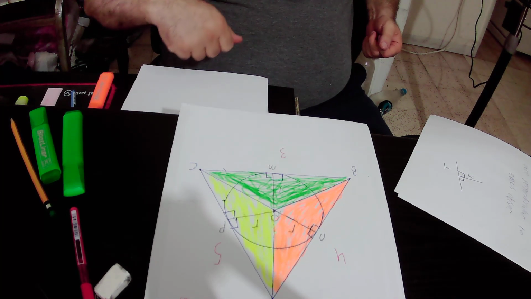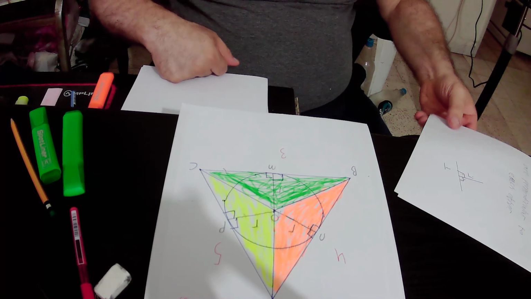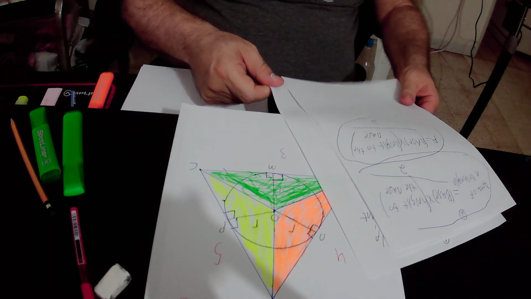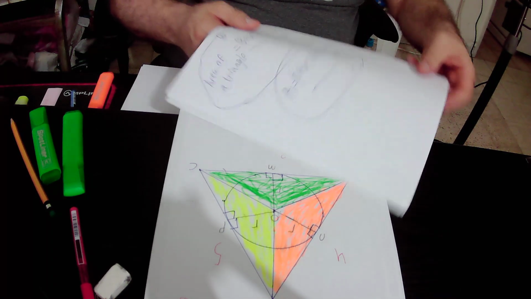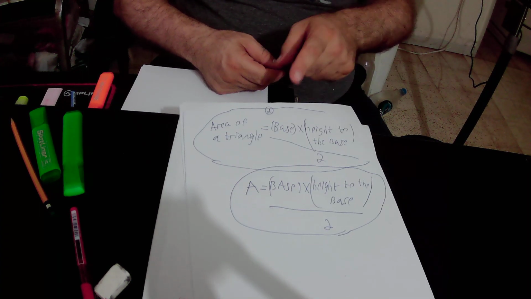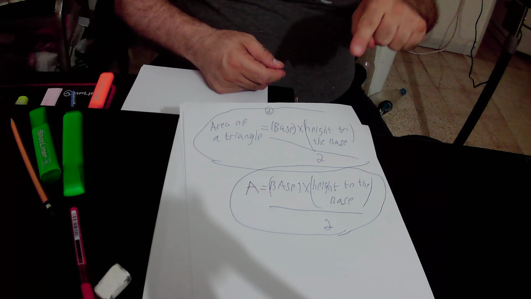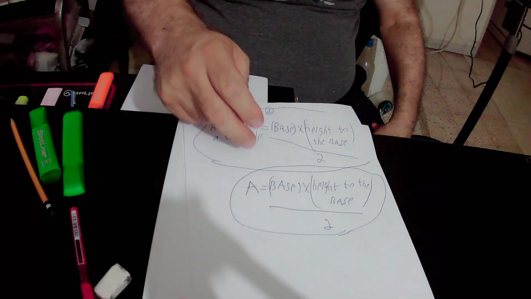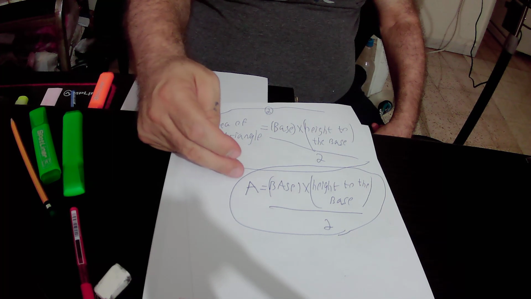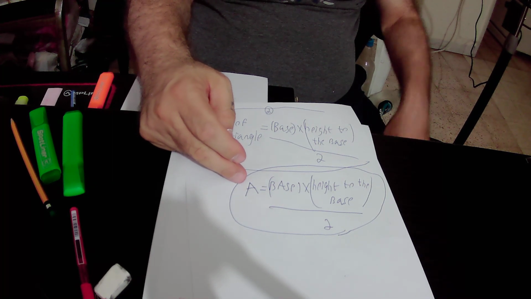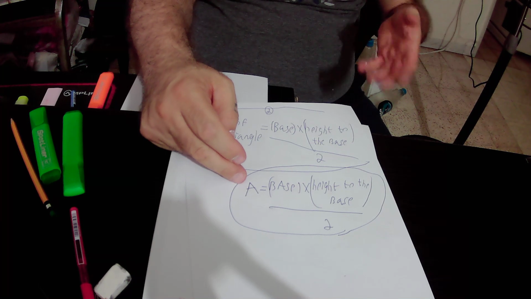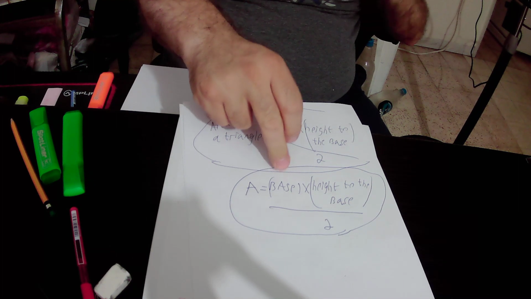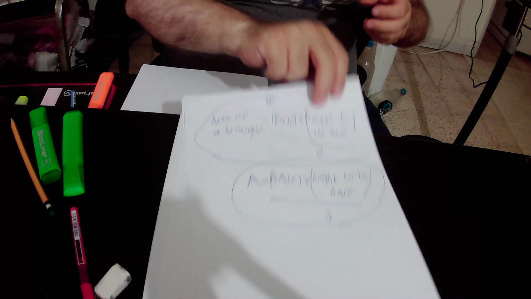Okay, and we actually know that the area of any triangle equals the base of the triangle times the height to the base divided by 2. Or, instead of the triangle, we can use the capital A, which is the abbreviation for area. So the area of any triangle equals the base times the height to the base divided by 2.